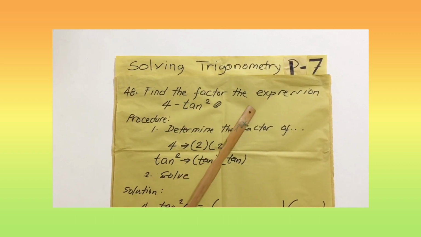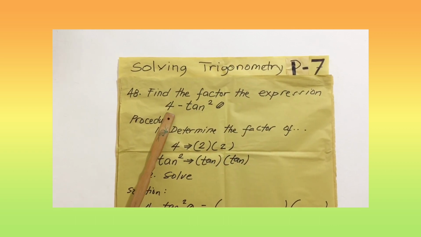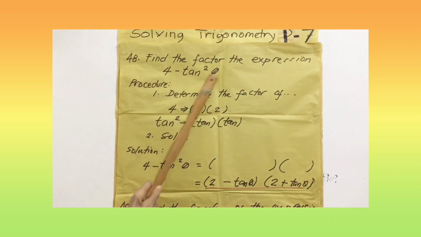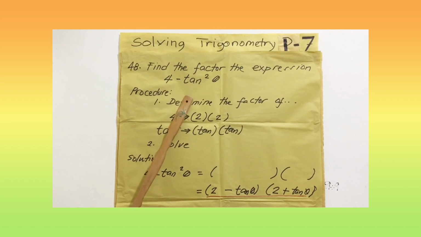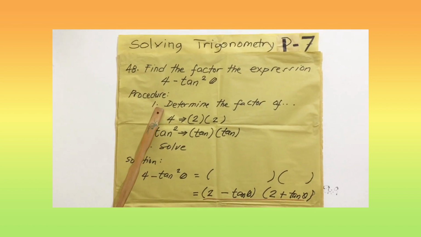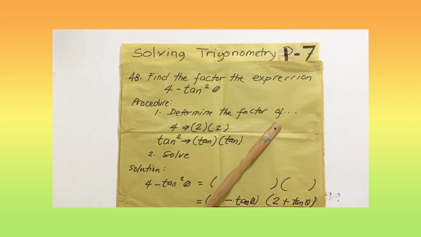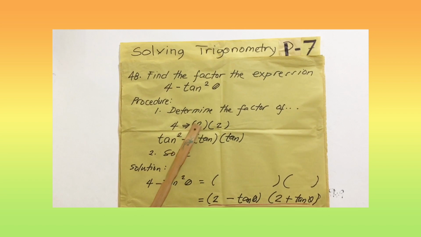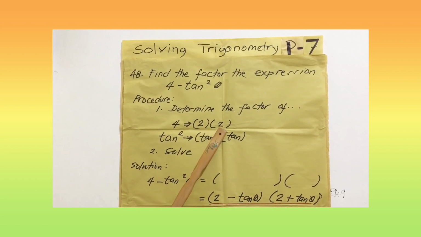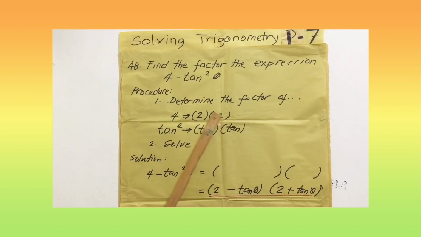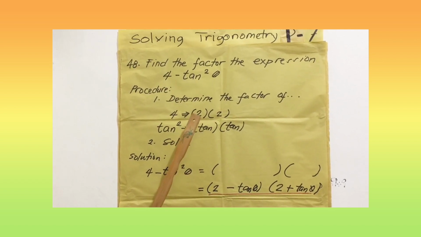Find the factor of the expression 4 minus tangent squared theta. The given is called a trigonometric expression. Now we have the procedure. The first step is to determine the factor of 4. The factor of 4 is 2 times 2, which is a perfect square. The other factor is 4 times 1, but we are looking for the perfect square.